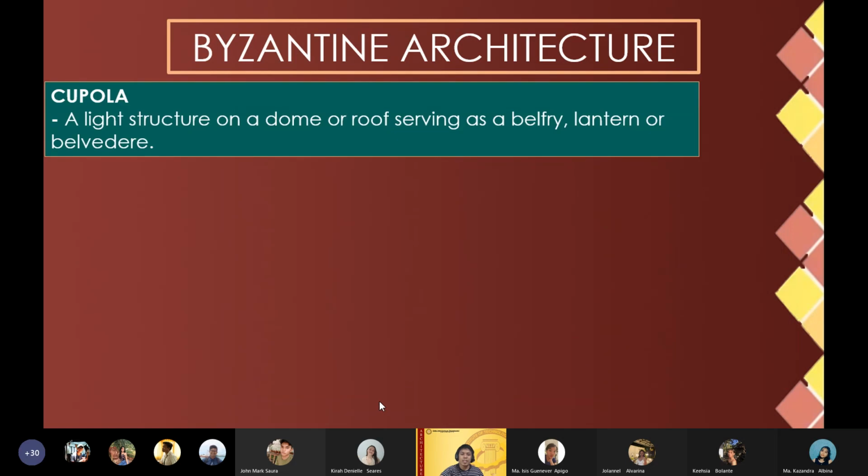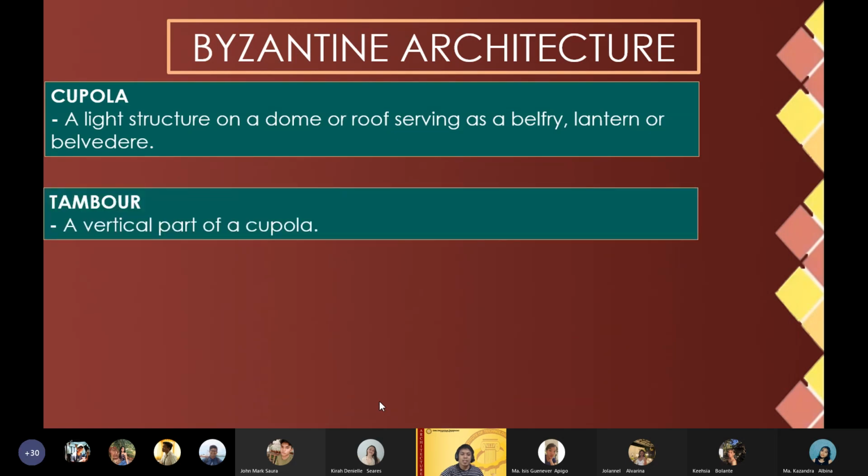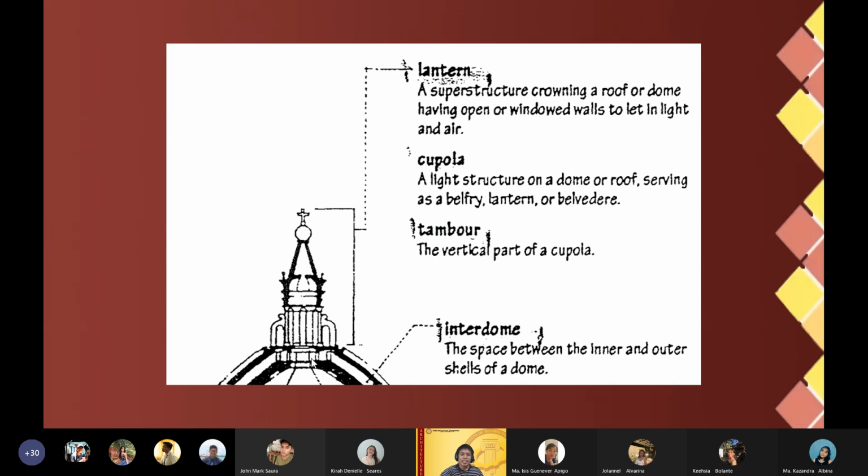Another term which we discussed is cupola, a light structure on a dome or roof serving as a belfry, lantern, or belvedere. And another term is tambur. You can see it in the Visual Dictionary of Architecture. If I may screenshot a photo from it, you can see it. All of this part that they added on top of that dome could be called lantern, cupola, or tambur. It's either of the three.